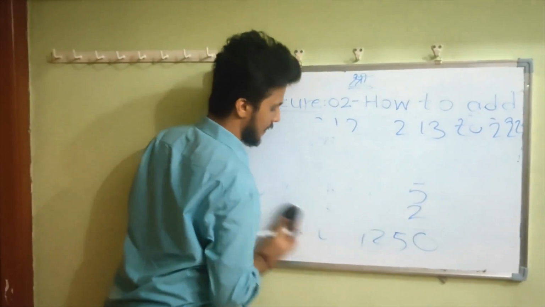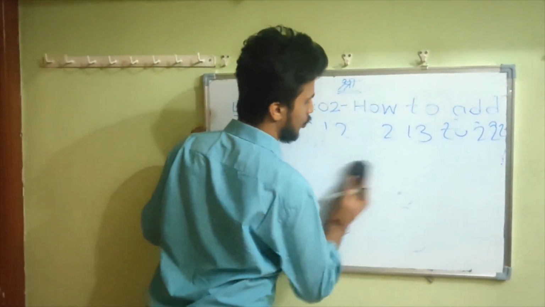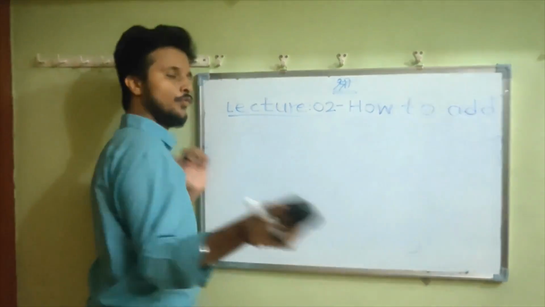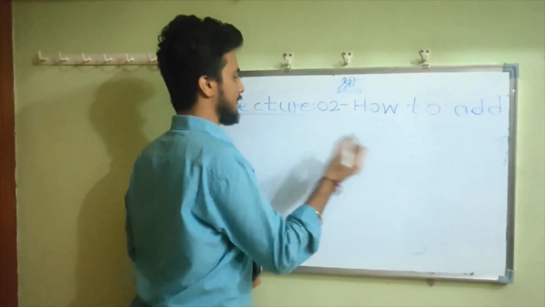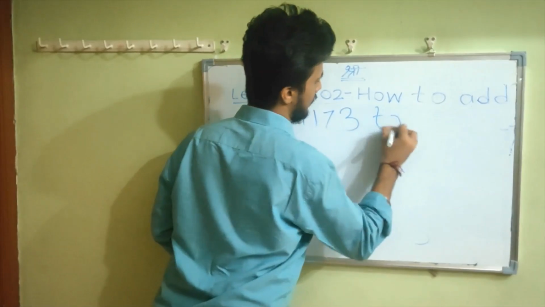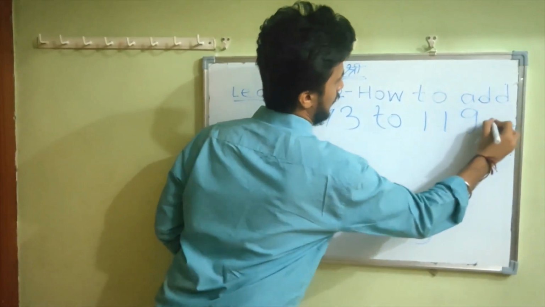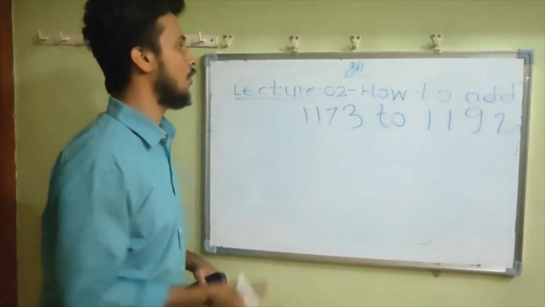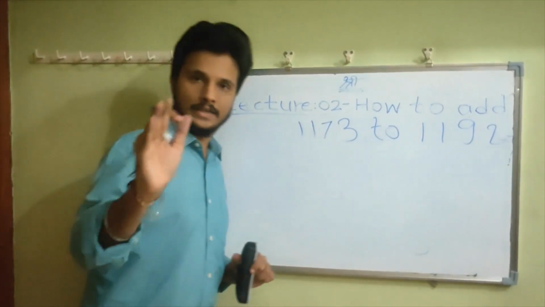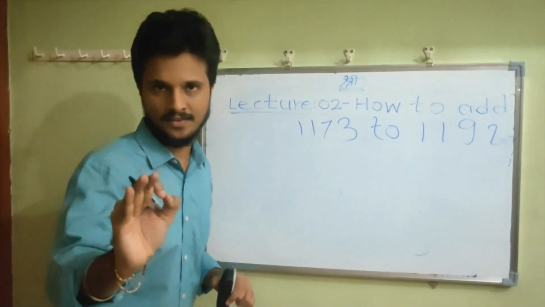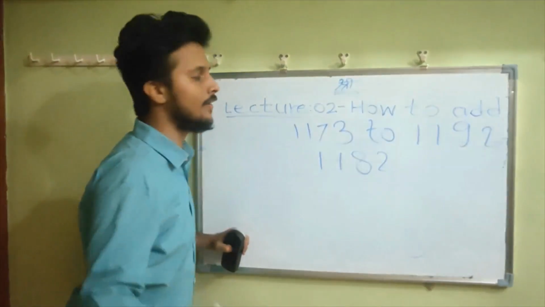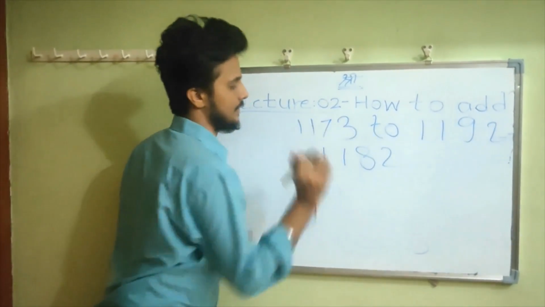So for any digit numbers, we can use this trick. For 4 digit as well. So we'll do a 4 digit example. Let's say 1173 to 1192. What is the 10th number of this series? Is it 1183? No, it is 1182. What we did was just add 9 to this number.